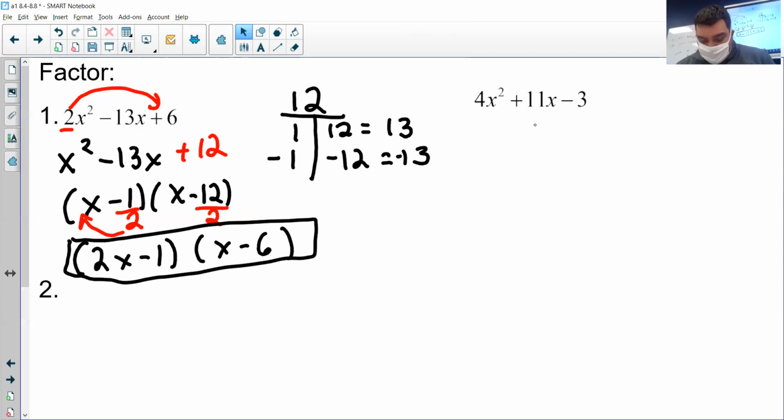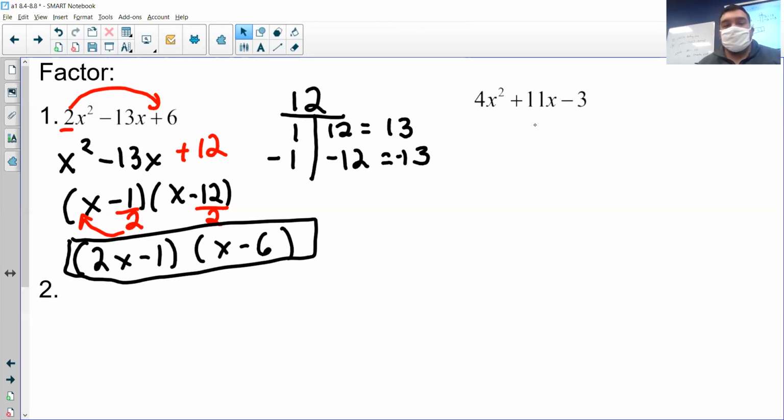Wait, 11 and what? Negative 1 and 12. You have to get to 11. Negative 1 and 12. Oh, I got it. Hey, good job. Try it on paper, man. It's too hard to do in your head. 3x to the second plus 8. Yeah, good job.